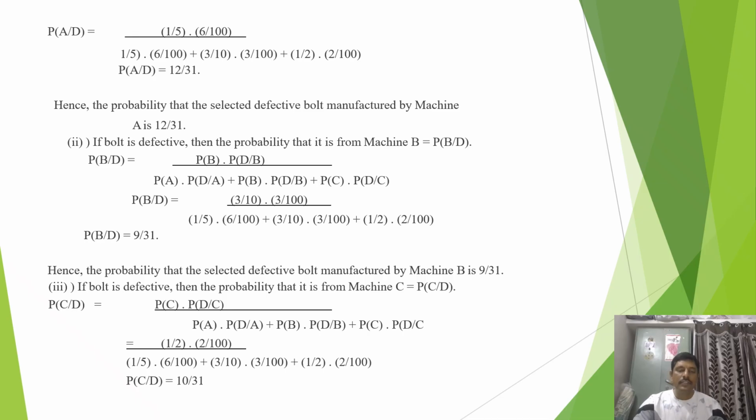So this is what the problems on Bayes theorem are, right? I hope all of you understand Bayes theorem and the problems on Bayes theorem.